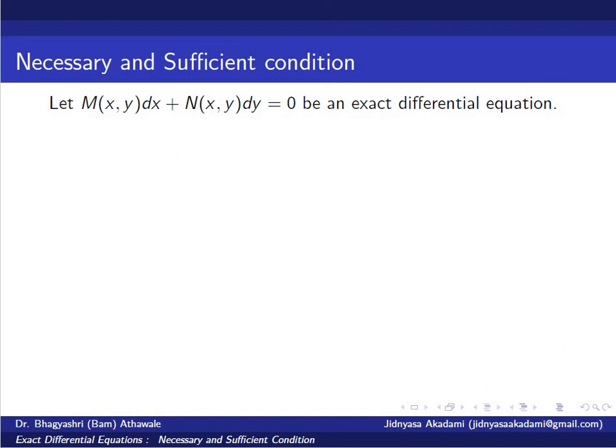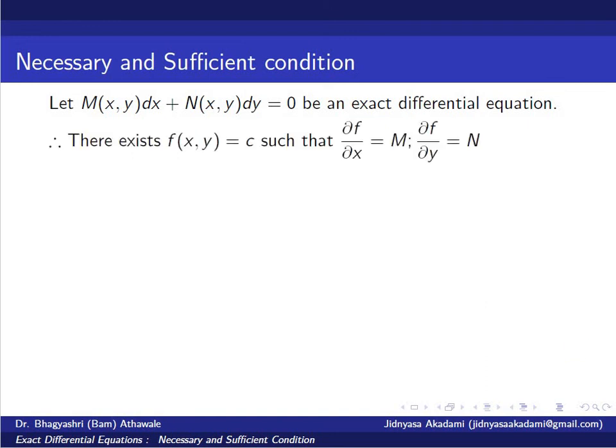Since it is an exact differential equation, we know that there exists f such that ∂f/∂x is M and ∂f/∂y is N. We don't know that f, but we know that the existence of f is there. f exists, at least we know that. If we want to determine some condition on M and N, what happens if we take derivatives of M and N? These derivatives, partial derivatives of M and N, are nothing but second order derivatives of f.